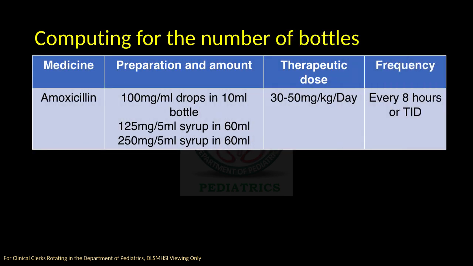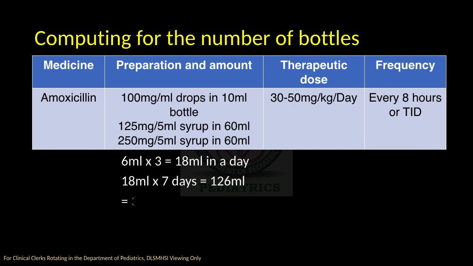For computation of the bottles to be used, for example, we gave the child 6 ml 3 times a day, so that would be 18 ml in a day, multiplied by 7 because usually antibiotics are given for 7 days, and you will consume 126 ml within 7 days. Looking at the preparation and amount, the available preparation for 125 mg per 5 ml syrup is only 60 ml and you will have to consume 3 bottles for this.